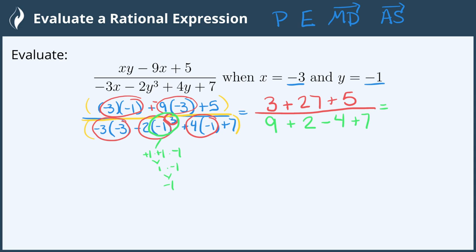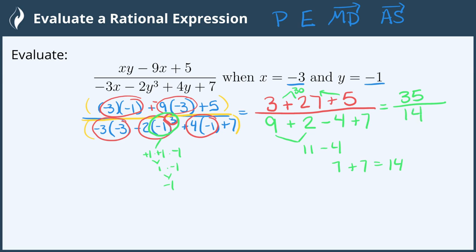Now we can go ahead and add and subtract. On the top we have positive 3 plus 27 makes positive 30. Plus 5 more gives us positive 35. And in the denominator, from left to right, 9 plus 2 is 11. Minus 4 is positive 7. Plus 7 equals positive 14.